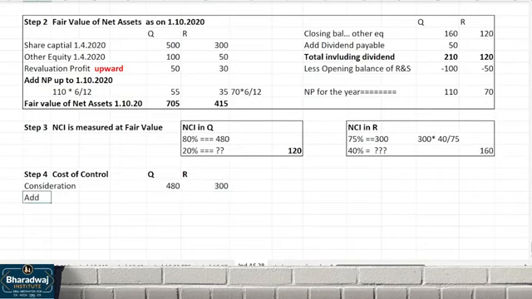Add which one? NCI value. What is the NCI value? 120 and which one? 160. 120 and 160, less net assets. What is the net assets? 705, 415. It will slightly change. It will give us goodwill. Goodwill or gain on bargain purchase? Gain on bargain purchase.